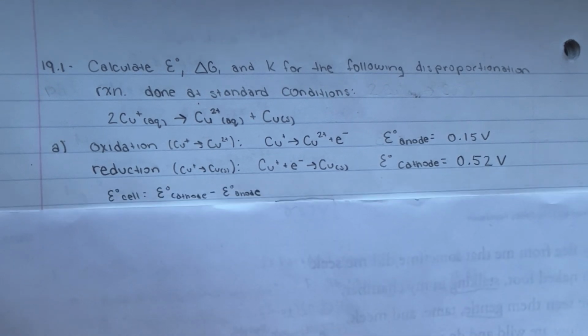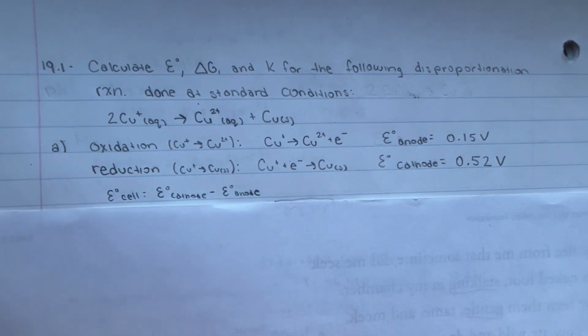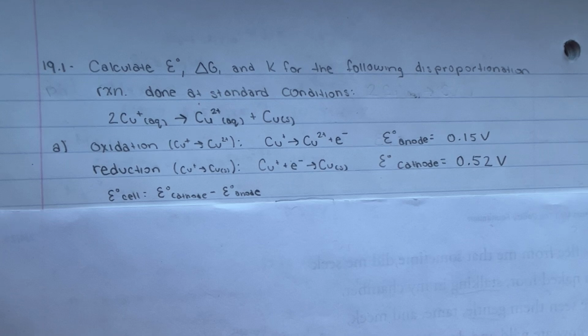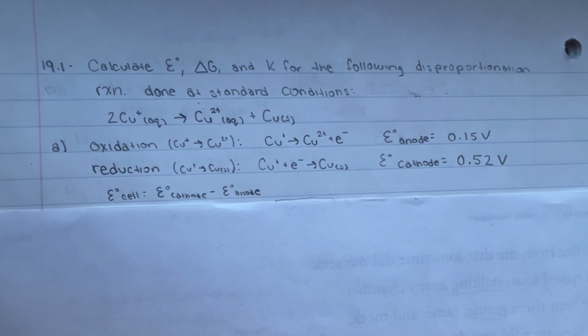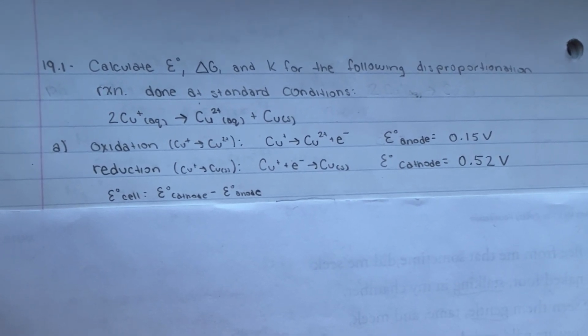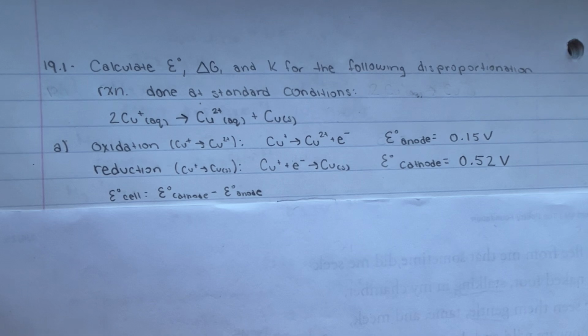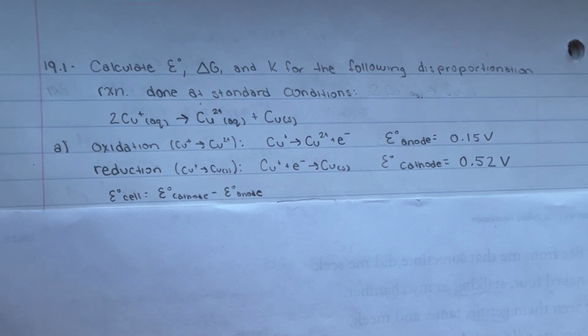To find E naught, the equation is E naught of the cell equals E naught cathode minus E naught anode. Your anode is going to be your oxidation reaction, and your cathode is going to be your reduction reaction. Looking at the table of given electrochemical values, your value for the anode is going to be 0.15 volts, and for the cathode, 0.52 volts.